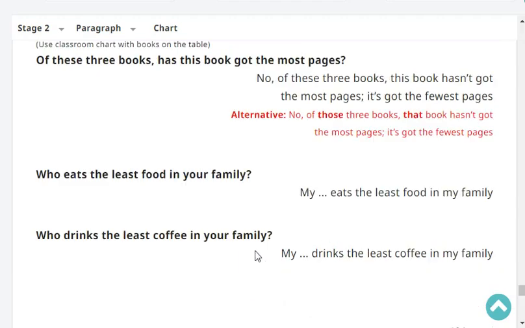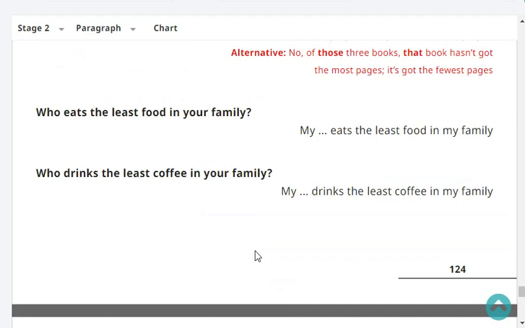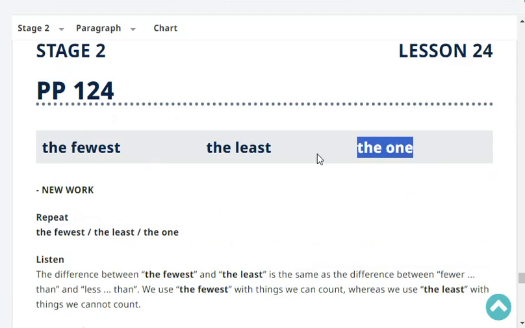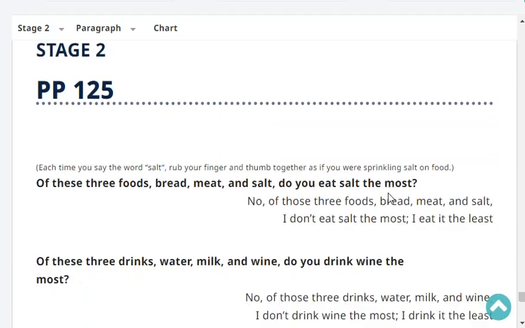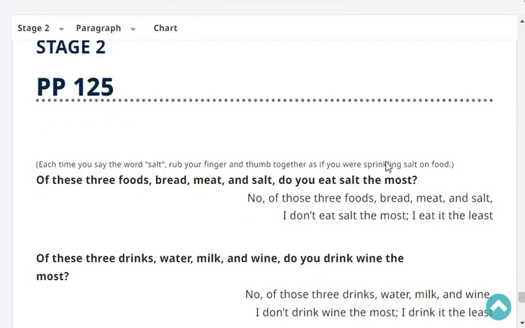Very good. Who eats the least food in your family? My wife, daughter. My daughter eats the least food in my family. Who drinks the least coffee in your family? I drink the least coffee in my family. Very good.